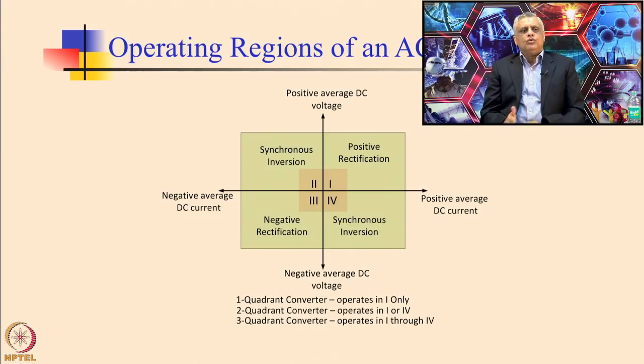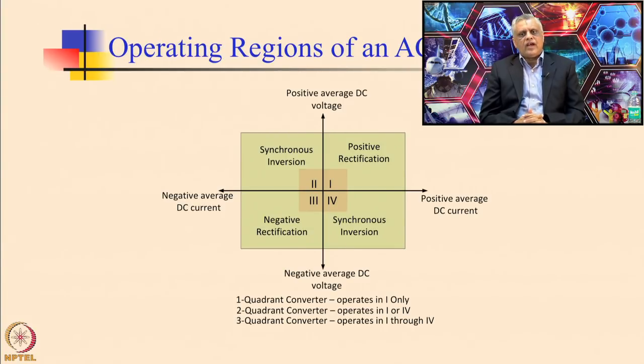But if you go to quadrant 3, you will find that the voltage as well as the current are both negative. So the power is still, because the product of current and voltage is still positive, flowing from AC to DC, and rectification is taking place. But here we call it negative rectification.